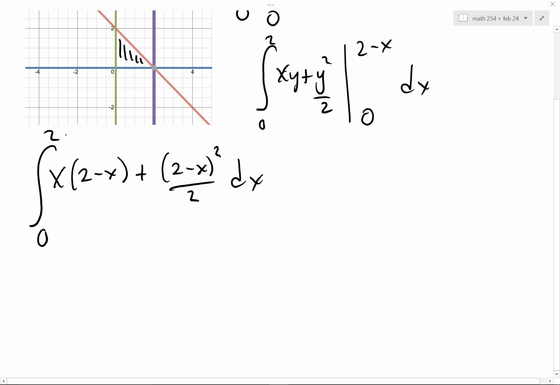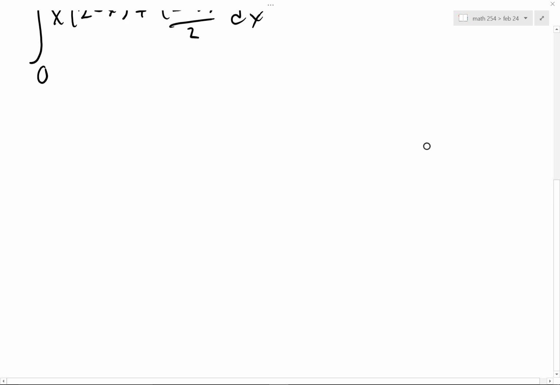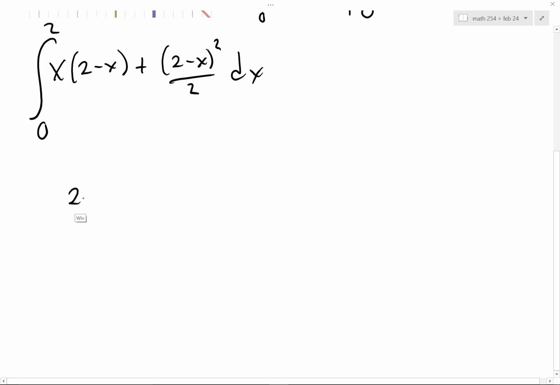All right. Now this is where it's a little messy, and a guy might want to clean this up a little bit first, right? I mean, yeah, you can do substitution. I don't want to. I got better things to do. So I'm going to probably FOIL that out if I'm doing this by hand. If I'm not doing it by hand, I just type it in my calculator and do it all in one fell swoop. So this is 2x minus x squared, and this is x squared minus 4x plus 4 all over 2.